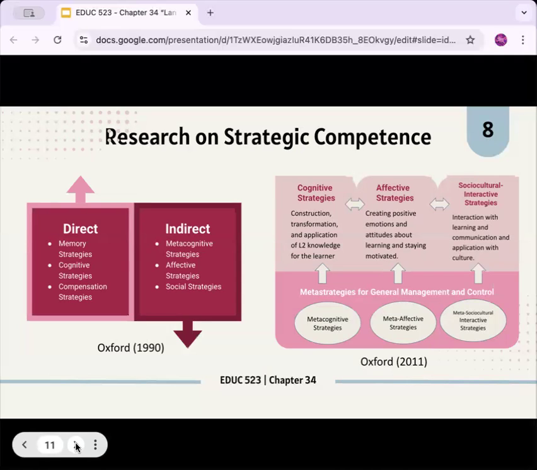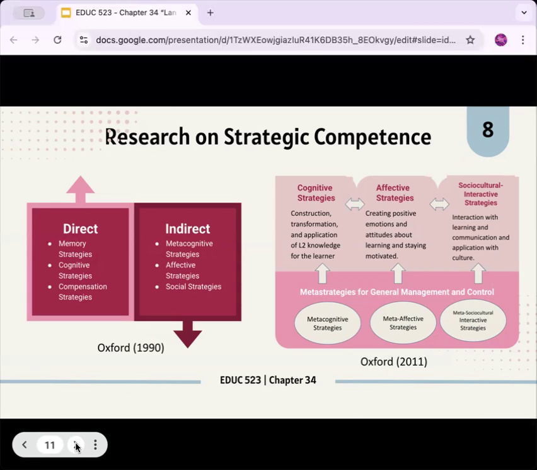Oxford 1990 presented research on when strategies should be taught explicitly and implicitly. Oxford 1990 referred to the terms indirect and direct, direct meaning strategies that directly impact learning, and indirect meaning strategies that indirectly support students' learning. The direct strategies found in the research are memory strategies, cognitive strategies, and compensation strategies. On the other hand, indirect strategies include metacognitive strategies, affective strategies, and social strategies.